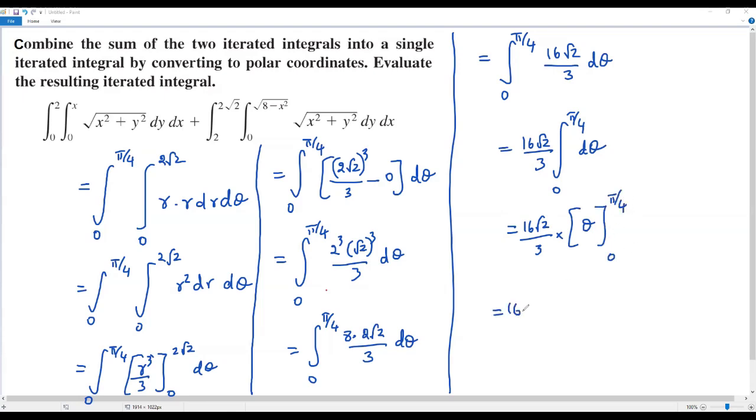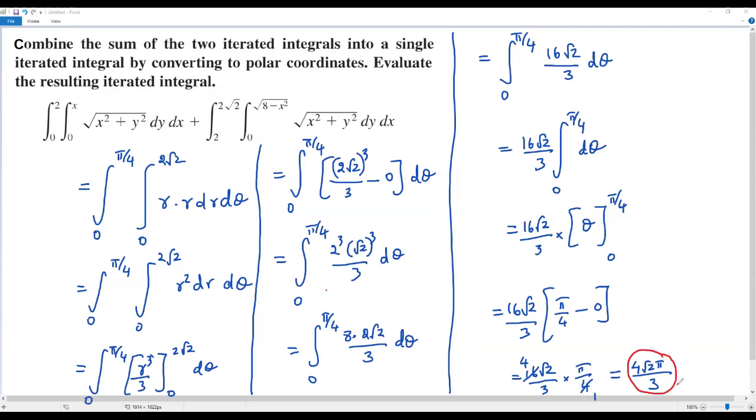So now 16√2 over 3 times, for this θ, we plug in the upper limit π/4, minus the lower limit 0. So we get 16√2 over 3 times π/4 minus 0, which is just π/4. 4 goes into 4 one time, and 4 goes into 16 four times. So we get 4√2 π over 3. So I combined the two given iterated integrals and also evaluated the resulting iterated integral. Its evaluation is 4√2 π divided by 3.